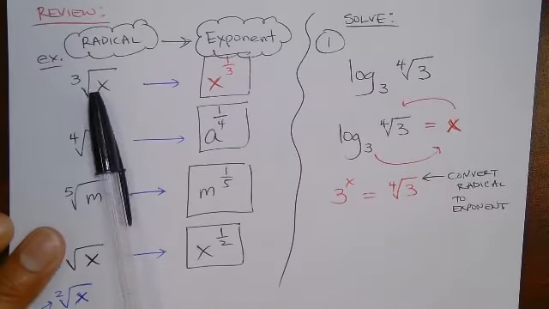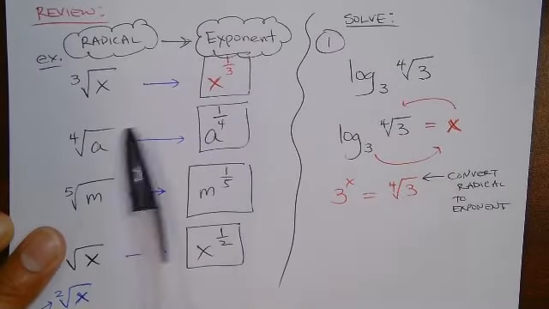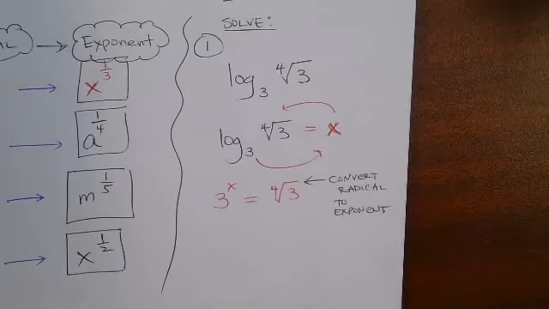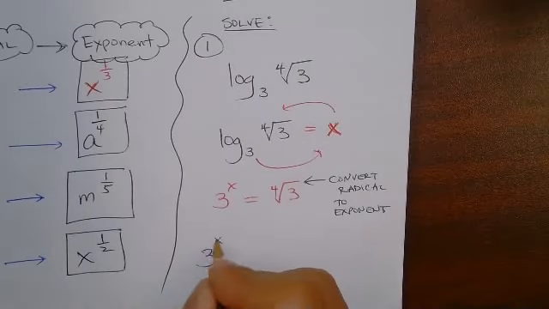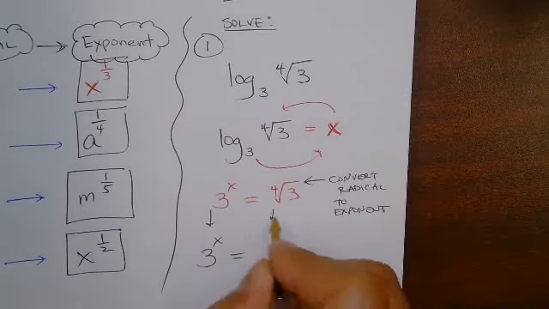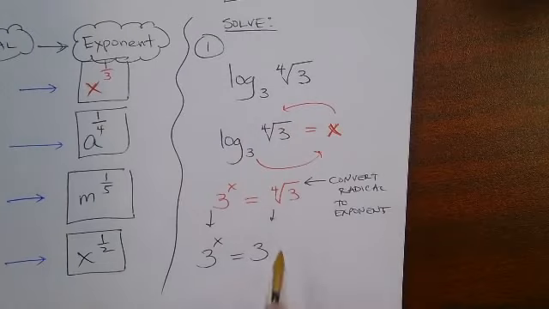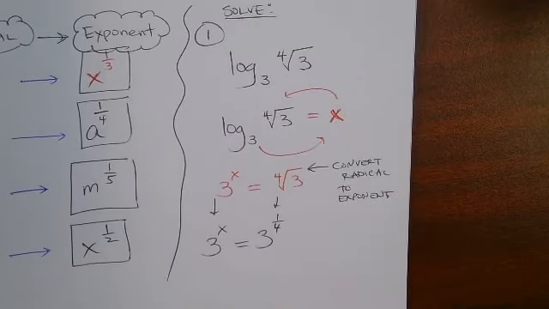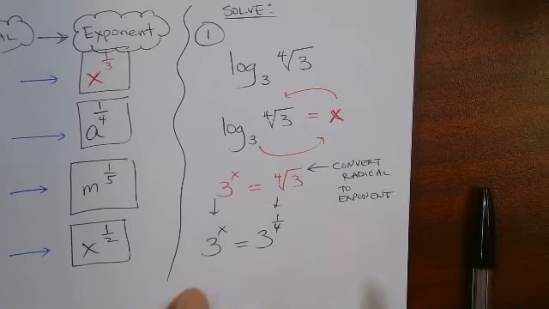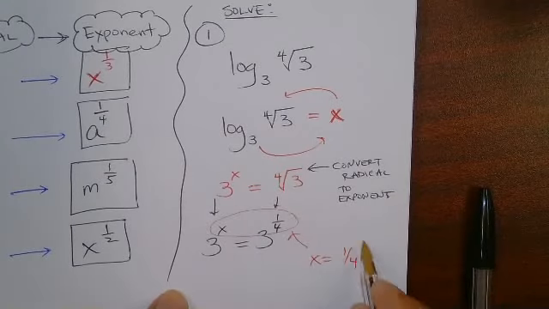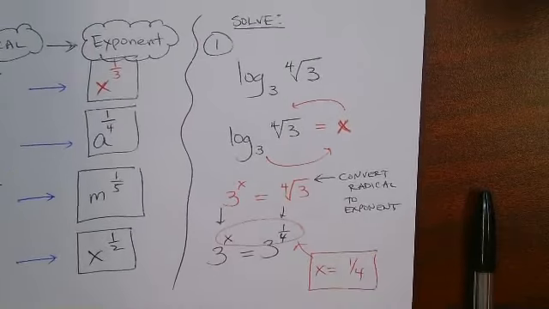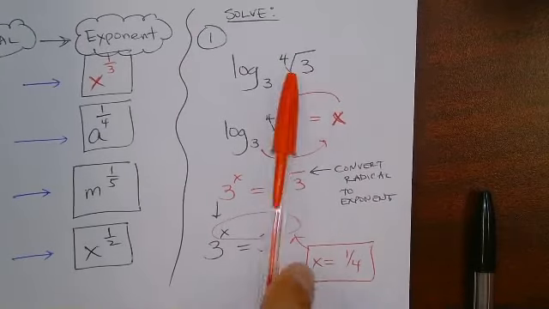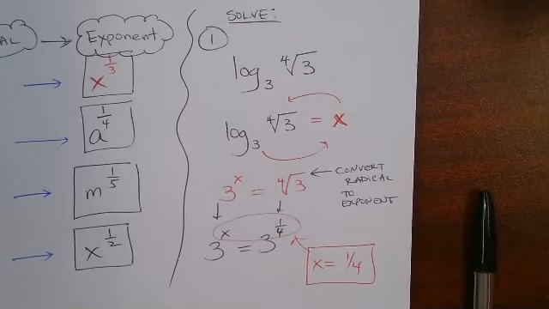And that's what I was explaining to you over here. A root 3 is a 1/3 power. A root 4 is a 1/4 power, and so on. So this would be 3 to the power of x is equal to what? 3 to the power of, not 4, 1/4. And then you can see the answer here is what? X equals 1/4. Okay, so that's how you deal with the ones that have a radical like that.